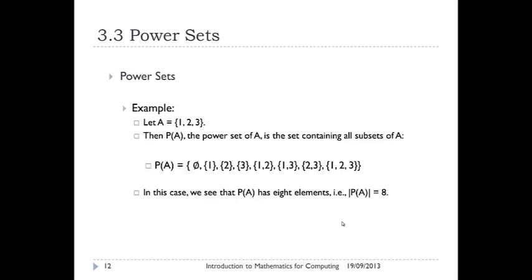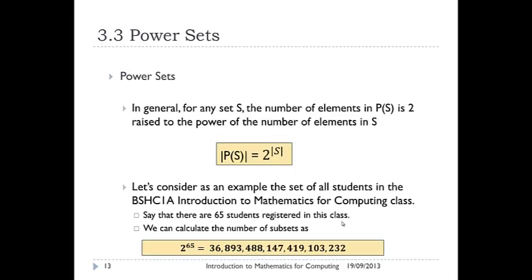So there's nothing wrong with a set having its elements being other sets. And if we count the number of elements in the power set in this case, we will see that we have 8 elements. So the cardinality of the power set of A is 8. In general, for any set S, the number of elements in the power set of S is 2 raised to the power of the number of elements in S. We can represent that by the following equation: the cardinality of the power set of S equals 2 to the power of the cardinality of the set S.